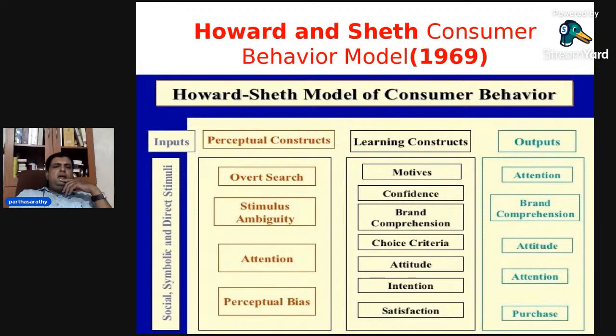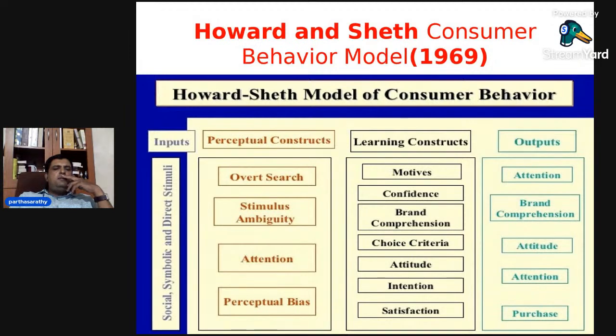Next we have the Howard and Sheth consumer behavioral model. Here we have again the previous model. So it is the inputs. See, inputs is basically the stimulus, or how we receive the information and all those things. So social, symbolic, and direct stimuli. Here he talks about social, symbolic, and direct stimuli. Stimuli, as I told you, elicit particular behavior.